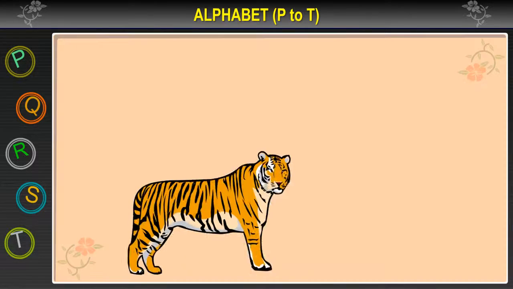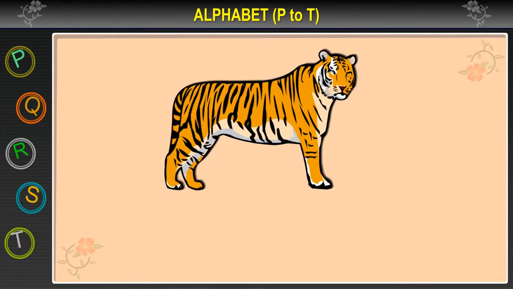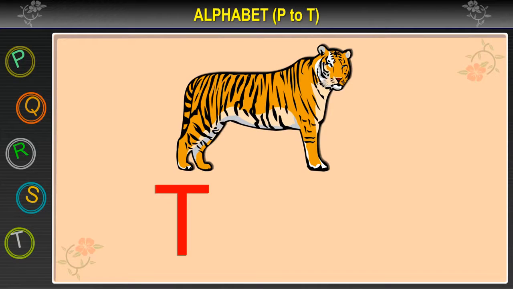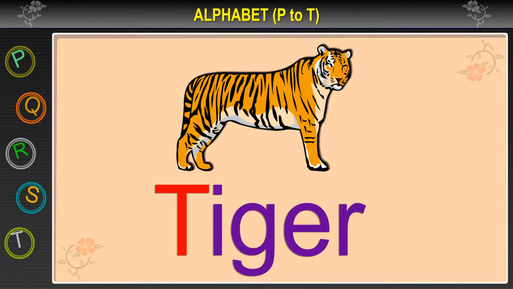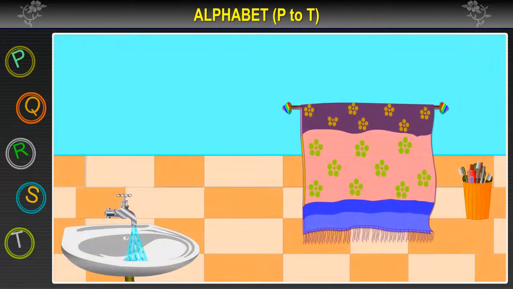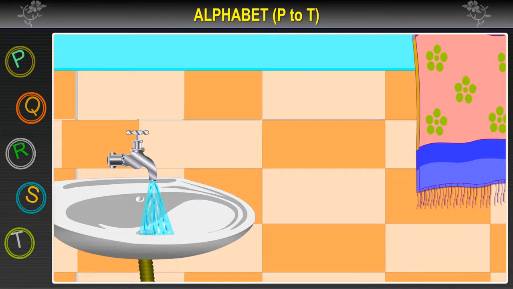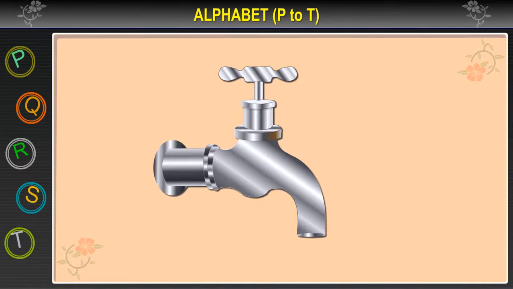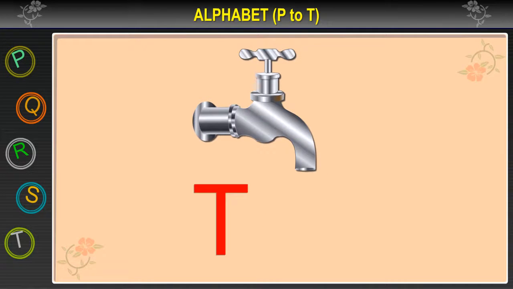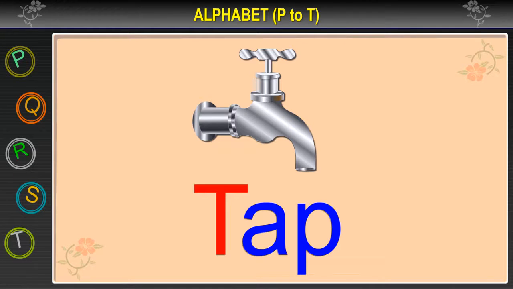T for tiger. T I G E R, tiger. T for tap. T A P, tap.